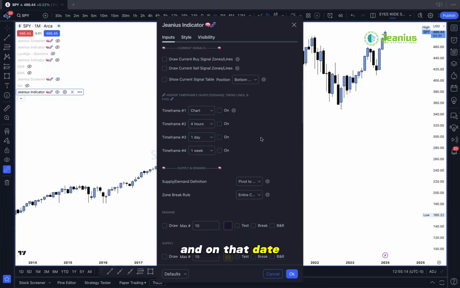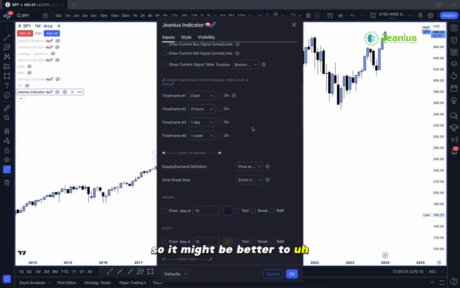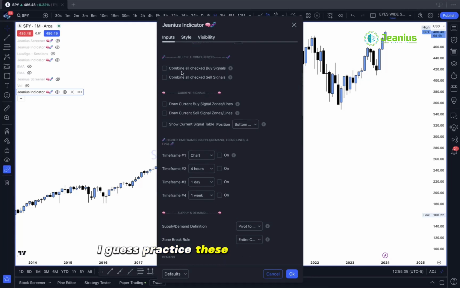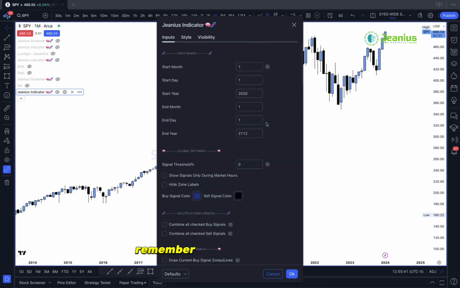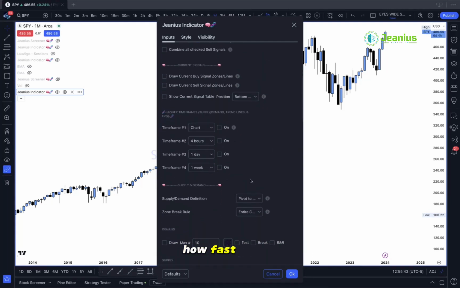And on that date, it might work better on smaller time frames because there's more data and there are more pivots and there are more trend line touches and more trends actually viewable on those smaller time frames. You'll see more patterns on smaller time frames. So it might be better to practice these different confluences on smaller time frames like the daily or maybe even the 4-hour. But that just depends on, remember, how you set the date, how fast the indicator is going to work.